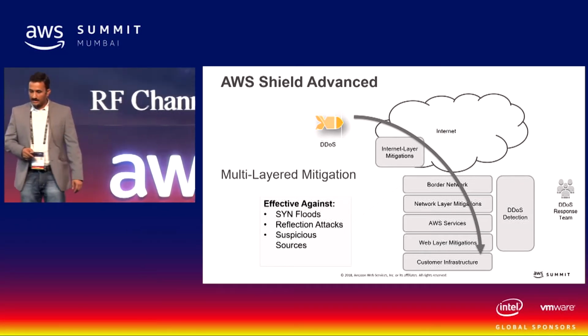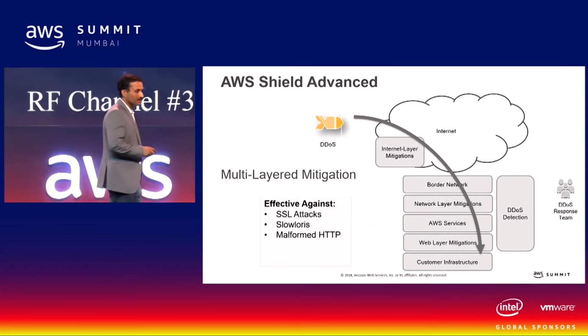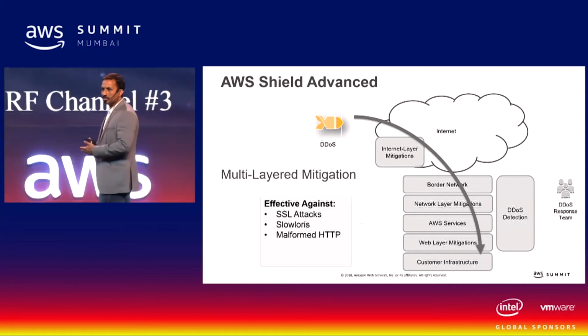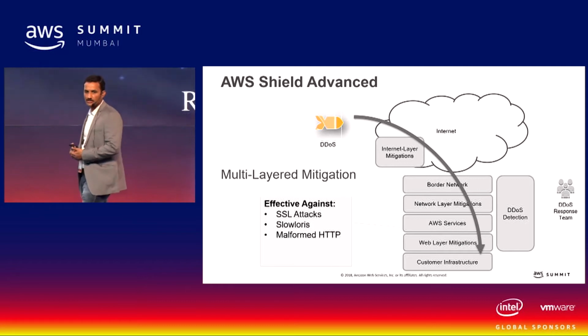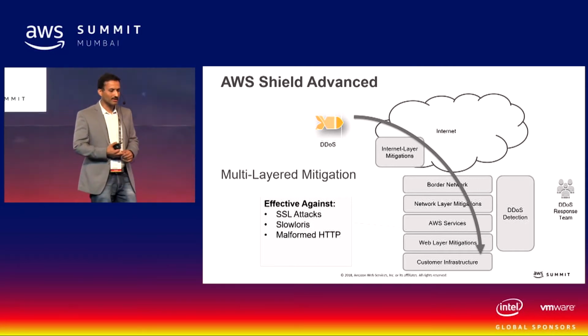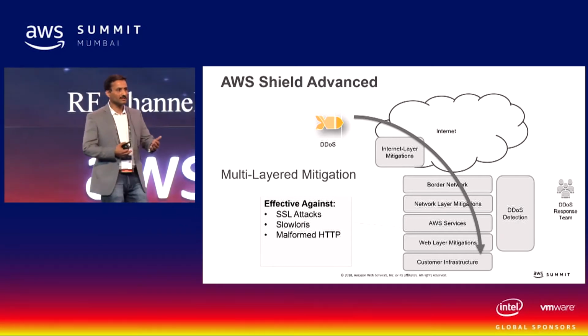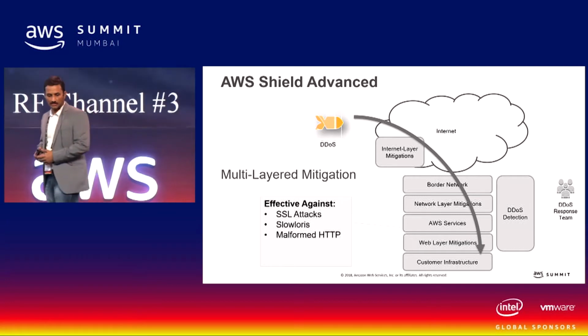The next advantage we get is all the AWS services which are public facing, right? They are already built in a way so that they will mitigate DDoS attacks on their own, right? So for example, a slow attack or SSL attacks, these services are already built in a way that they will mitigate these common attacks out there.